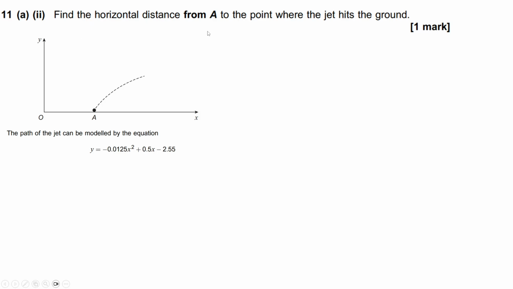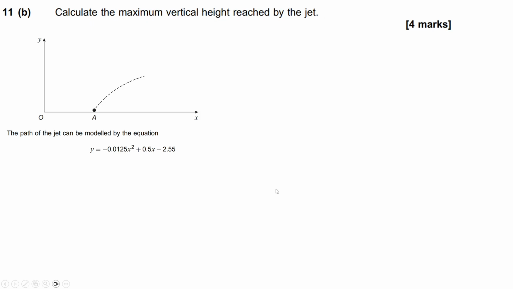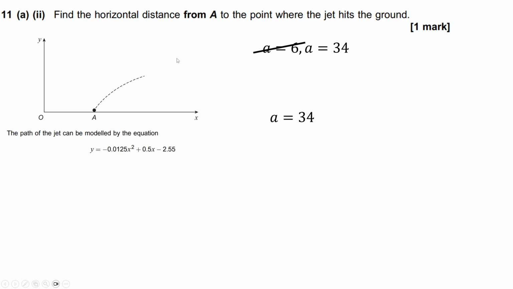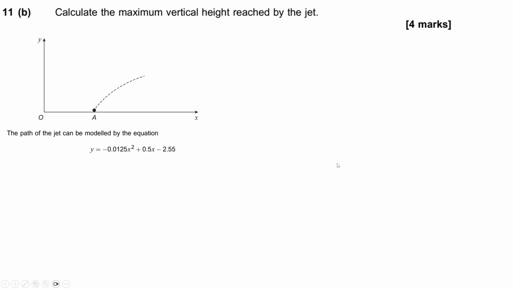Find the horizontal distance from A to the point where the jet hits the ground. It hits the ground at x equals 34, because we said that's when it goes back around. Okay, so what's the distance from A, which is 6, to 34? 34 take away 6. Is that it? Okay, I've actually just not done the question properly. Just do 34 take away 6, so you'll get 28 as your answer. Yeah, from A. So I've actually done that wrong. Apologies for that. I must have just not read it properly. Yeah, just do 34 take away 6, which is 28.